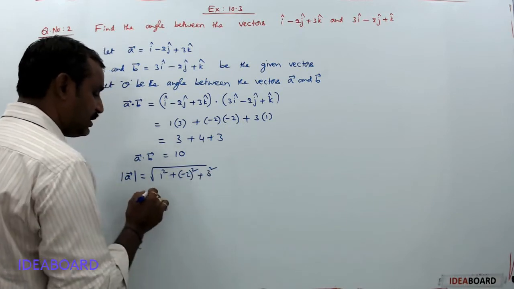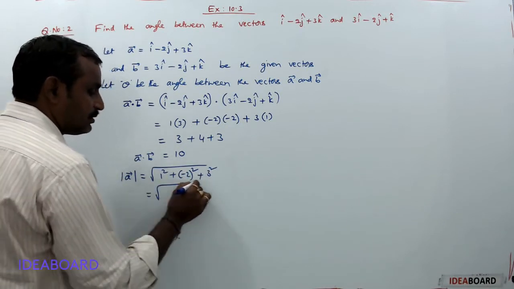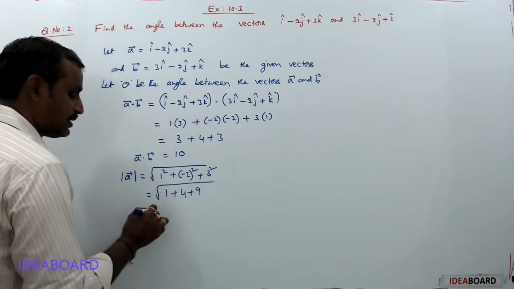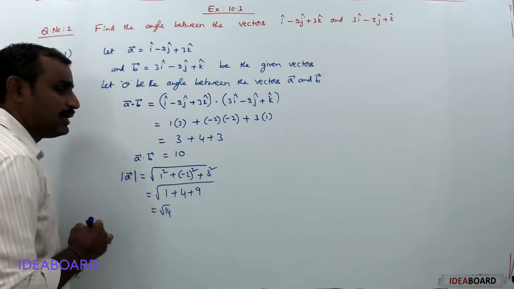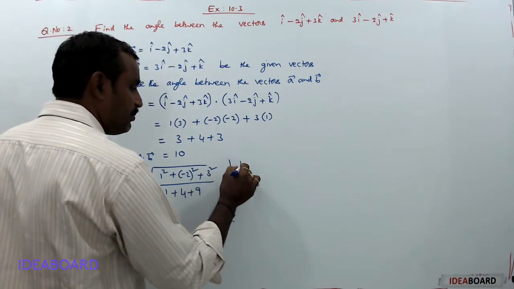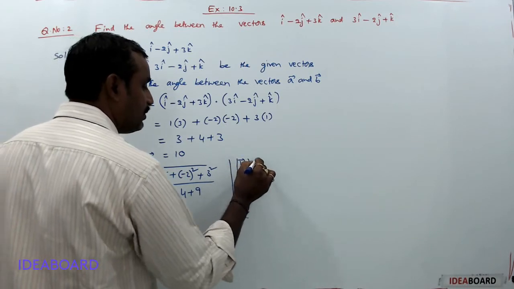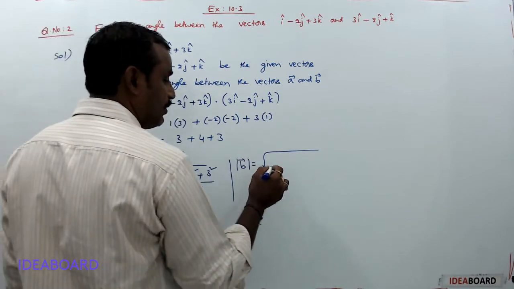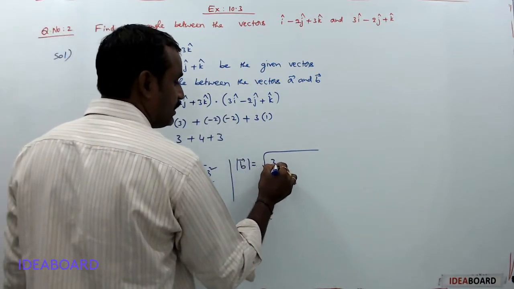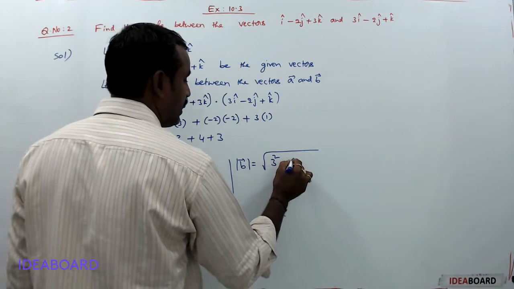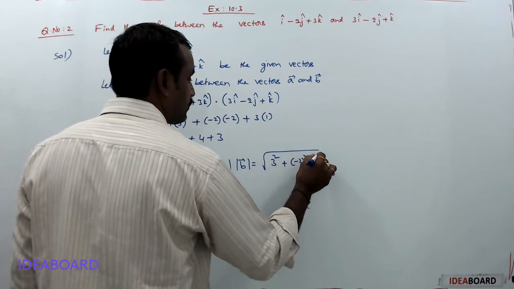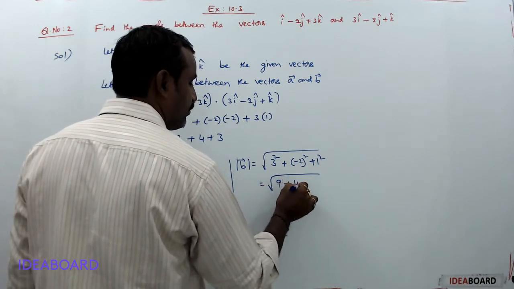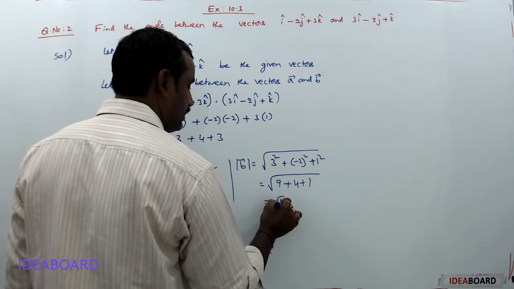Now apply the formula: 1 plus 4 plus 9. This is equal to root 14. The magnitude of A bar is root 14. Similarly, the magnitude of B bar you can also calculate. The magnitude of B bar is equal to the square root of 3 square plus minus 2 whole square plus 1 square, which is the square root of 9 plus 4 plus 1. So this is also root 14.